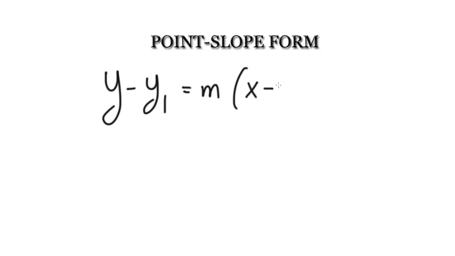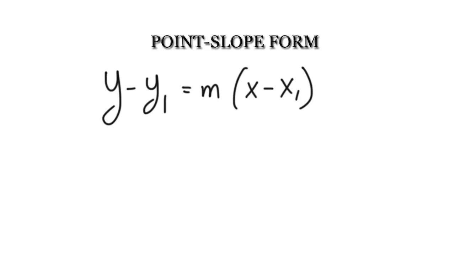Okay folks, for this lesson I'll show you the point-slope form of an equation for a line. So the point-slope form is written like this: y minus y1 equals m in parentheses x minus x1.